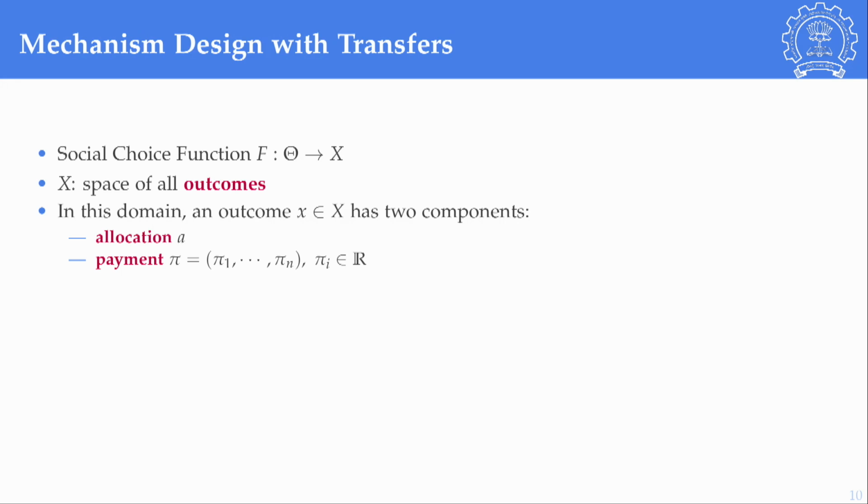I think we have discussed that in the example before. I am just using a different notation. You can think of that as p. The same p has now become pi. Each of these is a real number, the payment that I am charging to that particular agent, and this is the allocation.